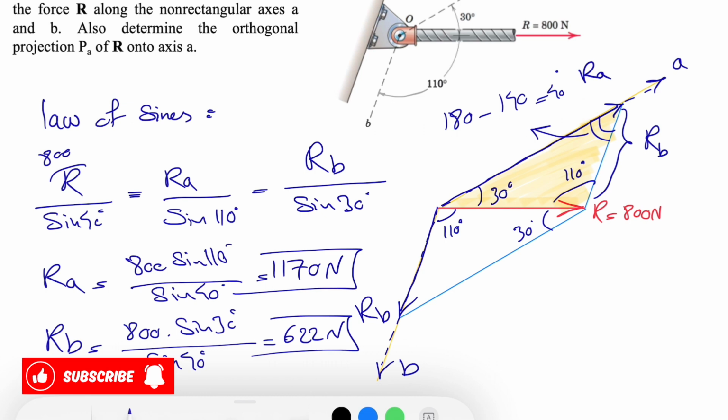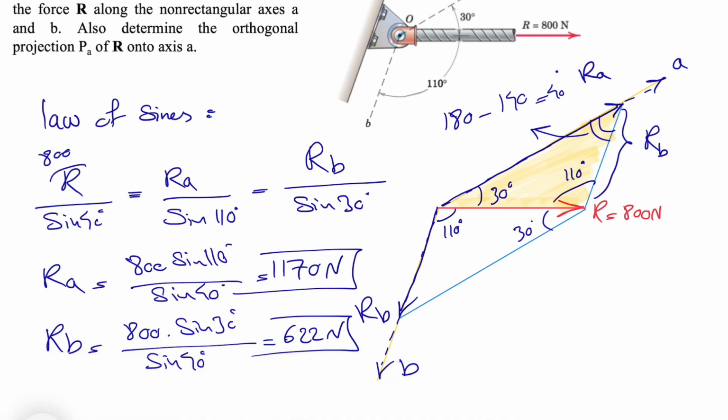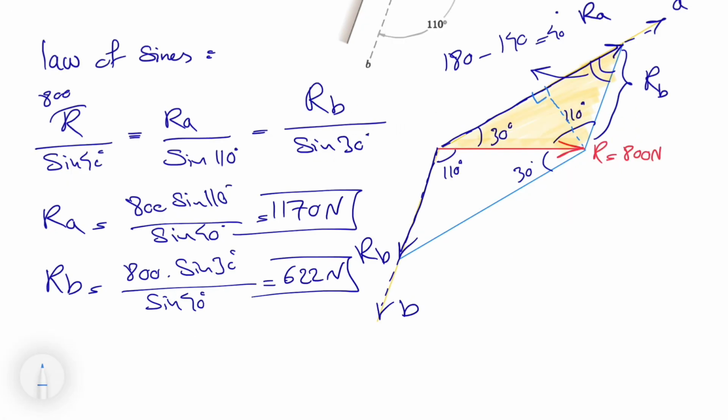And in the second part of the question, we need to determine the orthogonal projection PA of R onto axis A. So if we want to find that projection, I'm going to show it in a different color, maybe light blue. So if this is our vertical, this force in here would be our projection, the projection of R onto axis A, which we call PA.